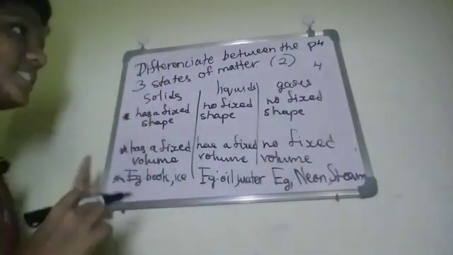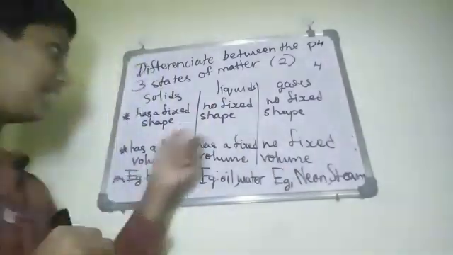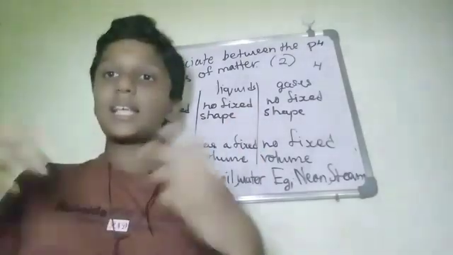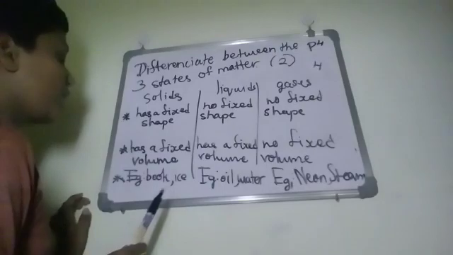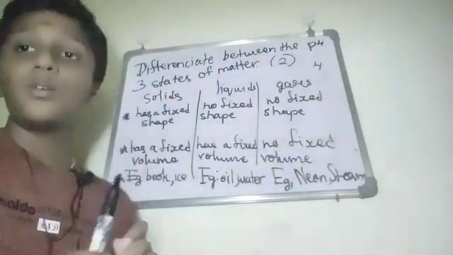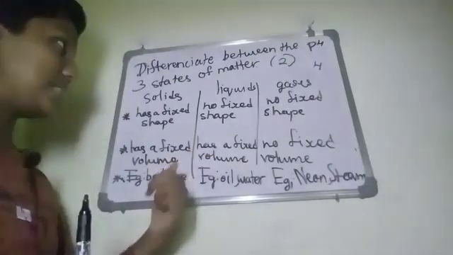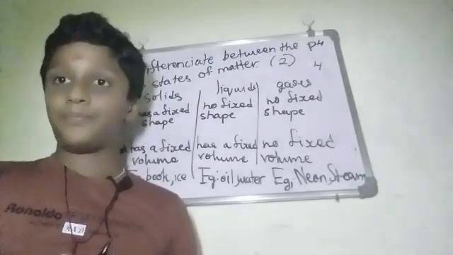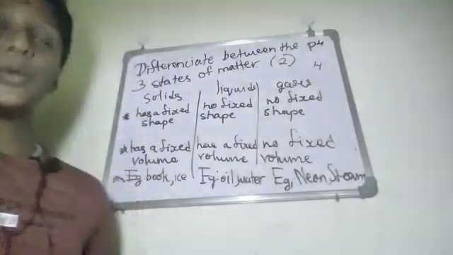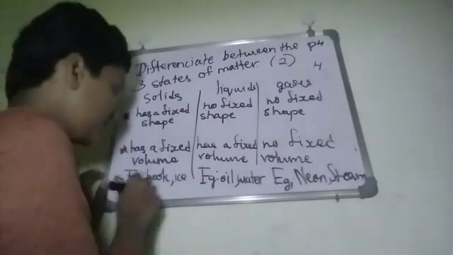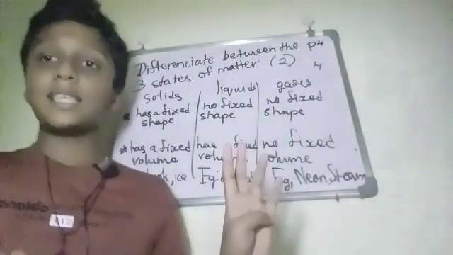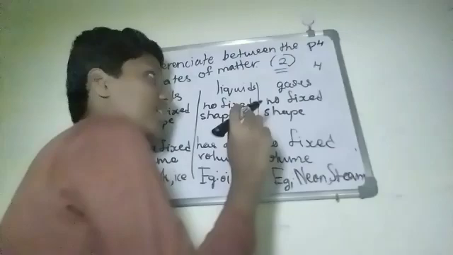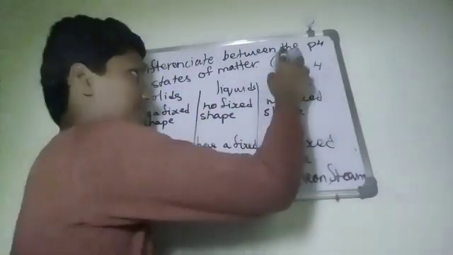So in solids we will say the least intermolecular space. Liquids, more intermolecular space when compared to solids. Gases, the maximum intermolecular space. And next, the intermolecular force of attraction, the cohesive force. Solids, maximum cohesive force. Liquids, lesser cohesive force when compared to solids. And next, gases, the least cohesive force. Okay, so now along with the examples, if you write this much, 4 points and the examples, you will get 2 marks.